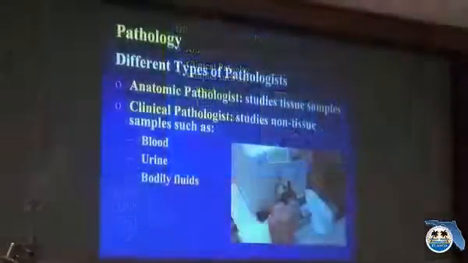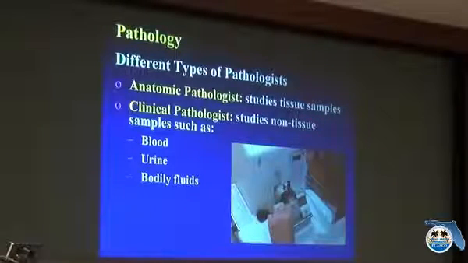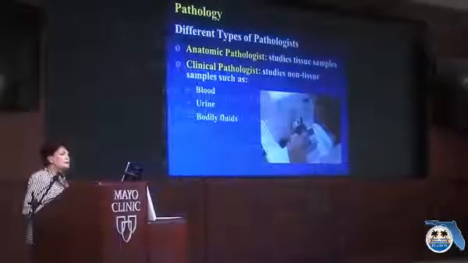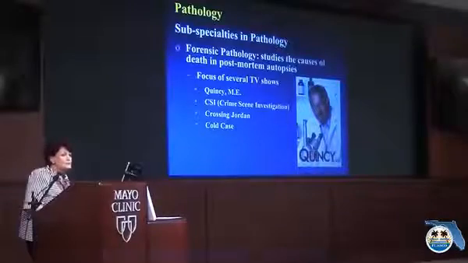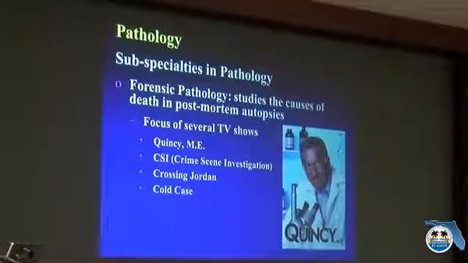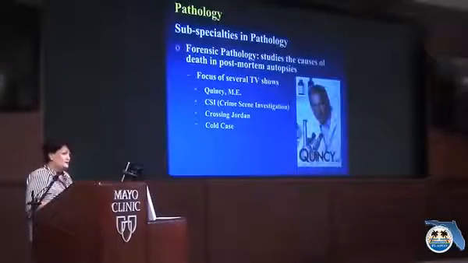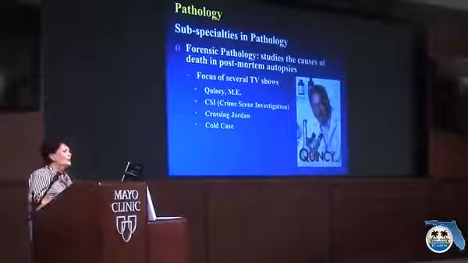We have different types of pathologists. We have anatomic pathologists, who study tissue samples, and we have clinical pathologists, who study non-tissue things like blood, urine, body fluids. So there are different kinds and different specialties involved in this discipline. We also have subspecialties in pathology. And one of the reasons that I put this picture here particularly is to demonstrate the fact that the pathology discipline is the most unrecognized discipline in medicine.